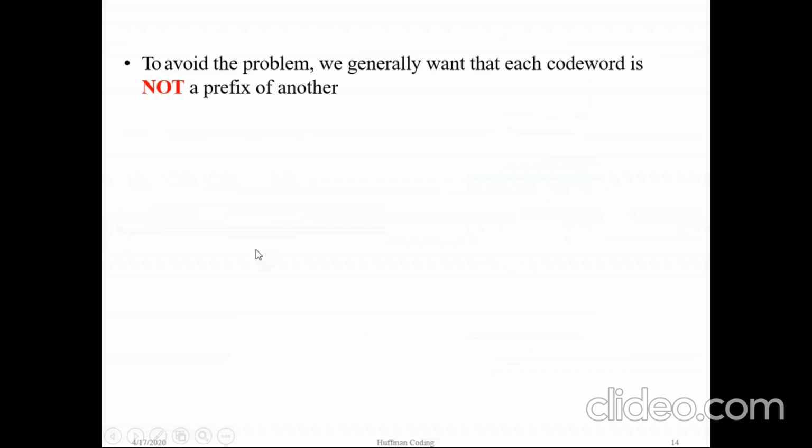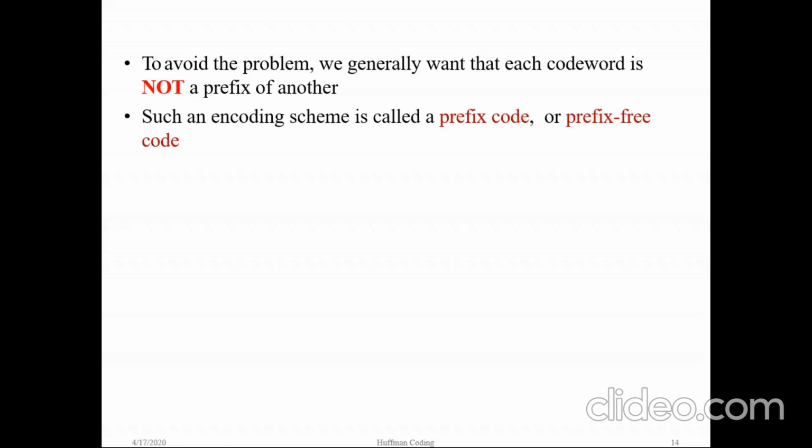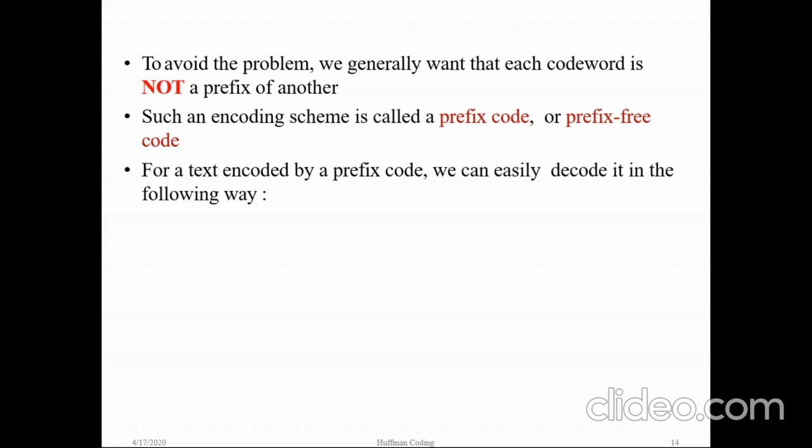So we need to make the code words prefix free. To tackle this problem, we generally want that each code word which we are assigning to each character is not a prefix of another code word. Such an encoding scheme is called prefix codes or prefix free codes. For a text encoded by a prefix code, we can easily decode it in the following way. Suppose we have got this binary formatted input message which we want to decode.